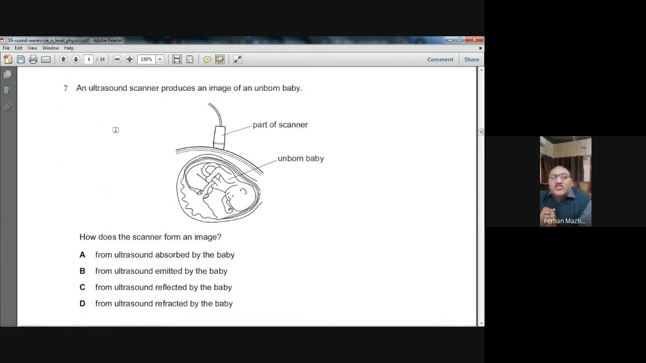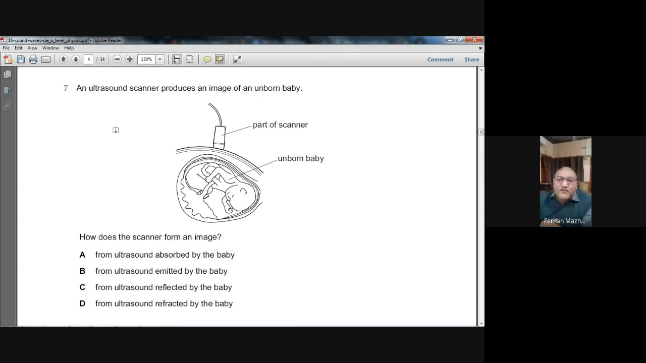An ultrasound scanner produces an image of an unborn baby. How does the scanner form an image? For ultrasounds, we have a transmitter and a receiver. The ultrasounds are produced and reflected from the tissues, and the receiver makes the image. So the ultrasounds are basically reflected from the tissues of the fetus.